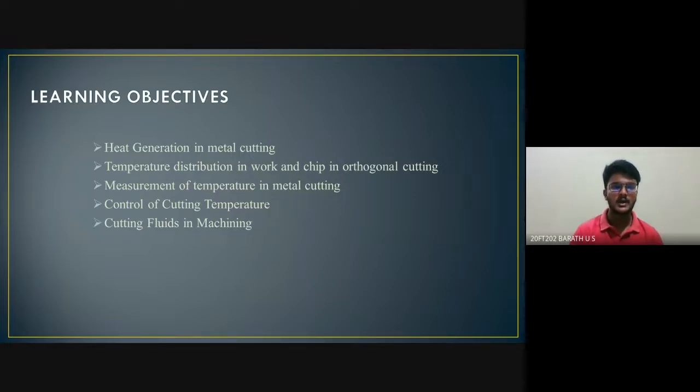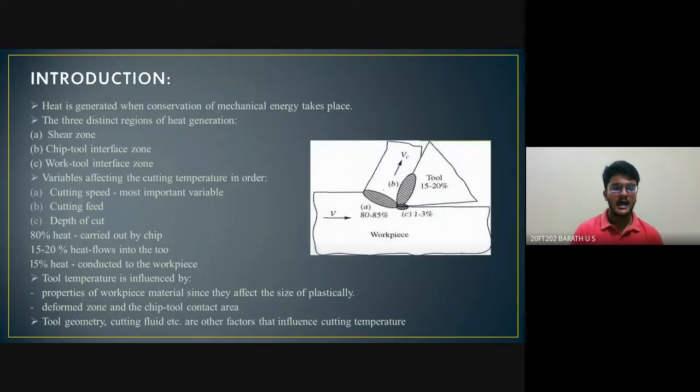First, we discuss heat generation in metal cutting. Thermal aspects means we find out how much heat is generated and what the temperature is. In the heat generation process, mechanical energy is converted into heat. Heat is generated in the machining process between the tool and the workpiece, and different amounts of heat are produced in different areas.